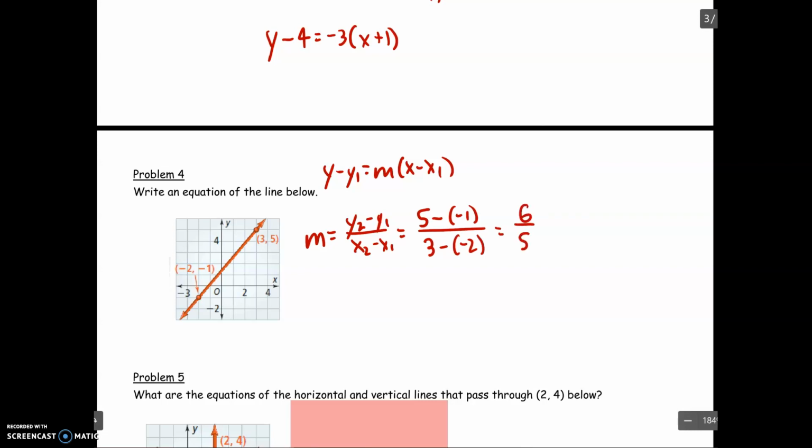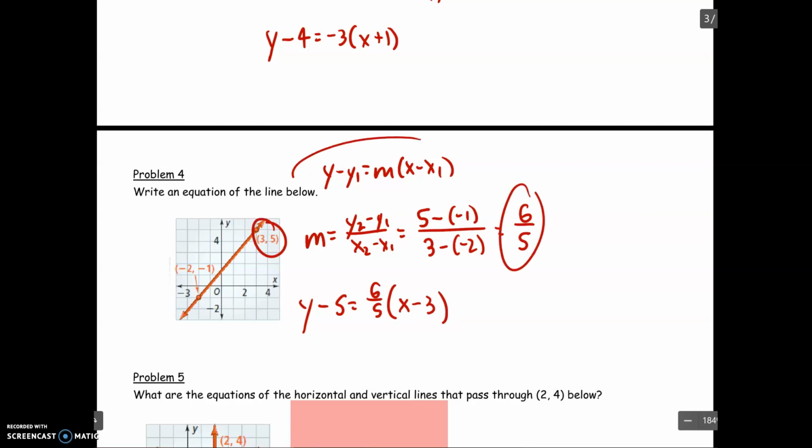I get 6 over 5, it looks like, which is a fraction, but our slope's going to be a fraction. And that just means if I have that, I have enough information to solve it, because I could put my formula, y minus 5 equals 6/5 times x minus 3. Again, I'm just using this coordinate and this slope with our point slope formula. That's one option for my line.